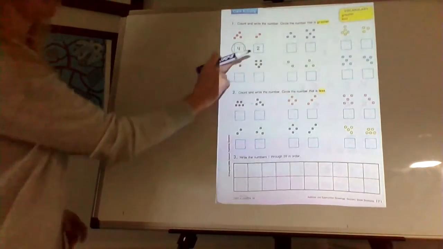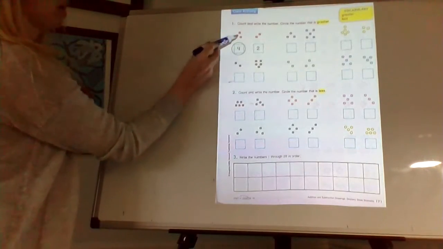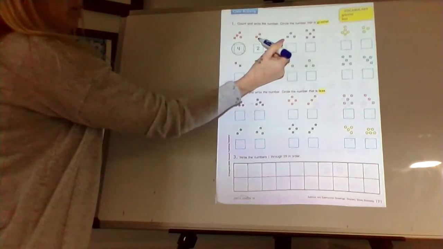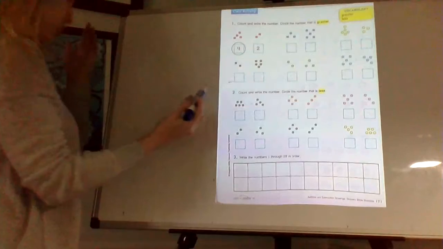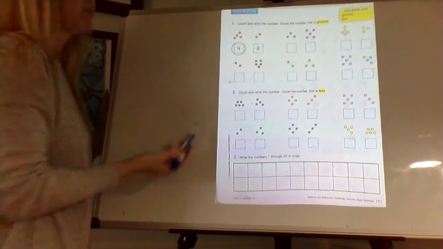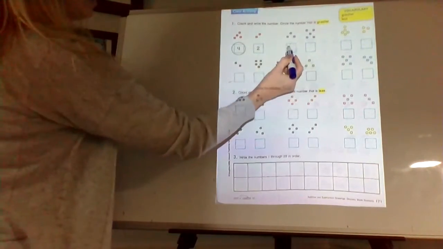So if you look here, this first example, this one's done for us. We have how many dots here? 4. And the second set has 2. So if we have 4 and 2, which set is greater or which set has more? 4 is greater.